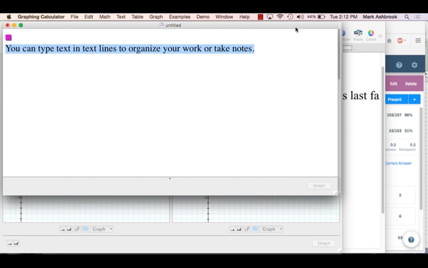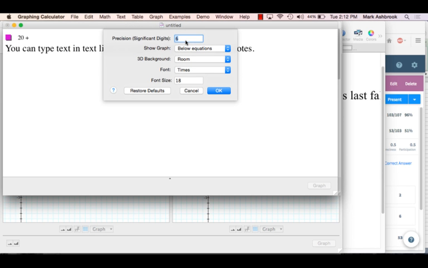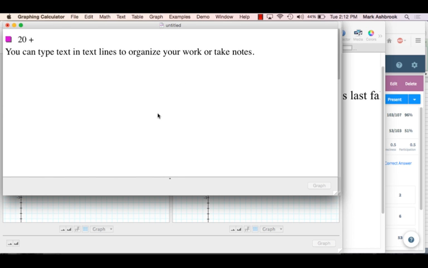So those are the two basic types of lines. Just text line, where GC doesn't pay attention to that at all. That's just for your use, taking notes, organizing your work, and then there's these mathematical command lines. So before we get into any graphing, just know that GC itself is just a powerful arithmetic calculator. So you can just put things in like 20 plus, so 20 plus 3.